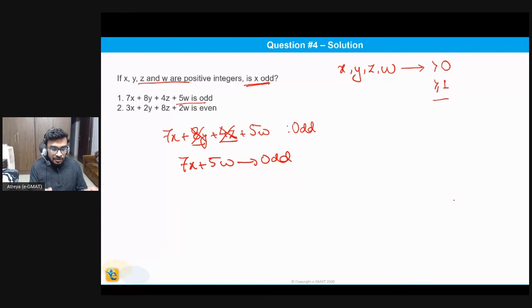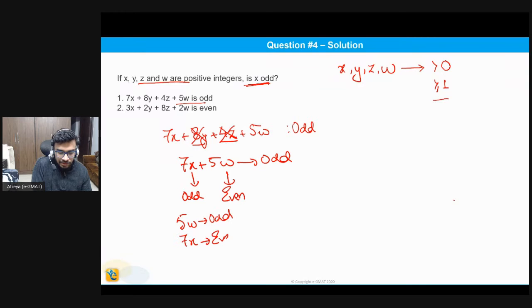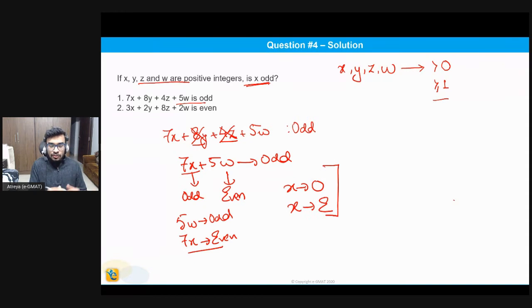Right now, the sum of two different expressions is odd. This brings us to another conclusion, that either 7x is odd and 5w is even, or 5w is odd and 7x is even. So these are the two possible cases that we can draw from this. Now, if 7x is odd, then x has to be odd. But if 7x is even, then x also has to be even. So from the first statement, we get two different answers. We cannot get to a simple answer. So statement one alone cannot solve this question.